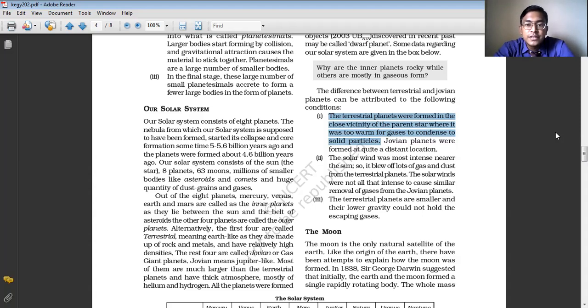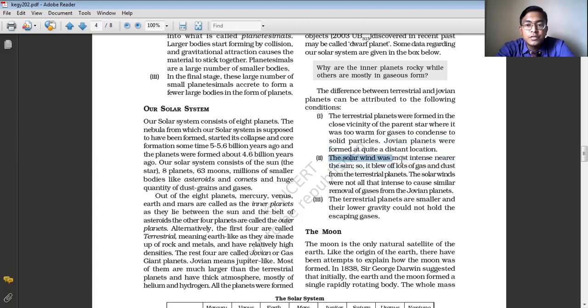These terrestrial planets have been formed very close to the parent star, and the temperature was very high. It was too warm for the gases to condense to solid particles in this area, whereas the Jovian planets were formed at a quite distant location, away from the parent star.